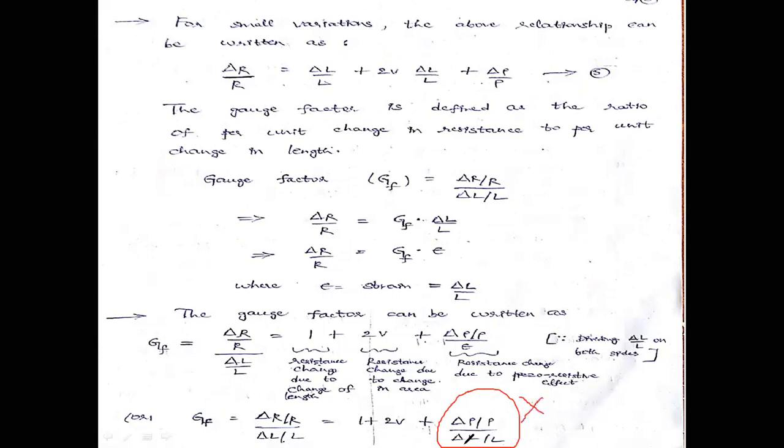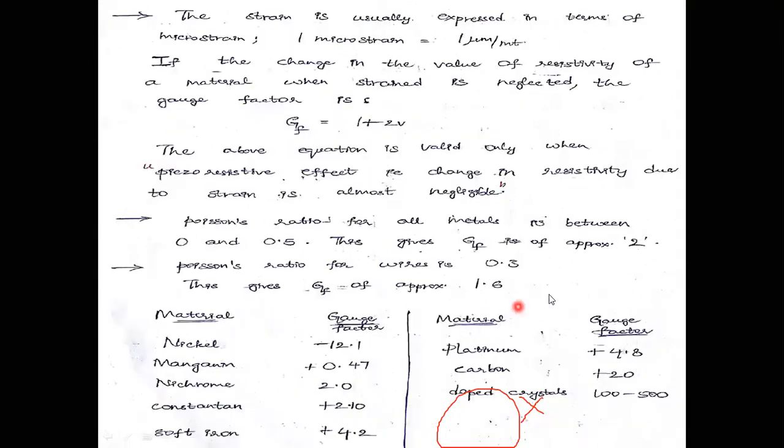The change in length is not going to take place by omitting that strain. Therefore, the gauge factor is given by GF is equal to 1 plus 2V. This is the final equation for this entire derivation part.